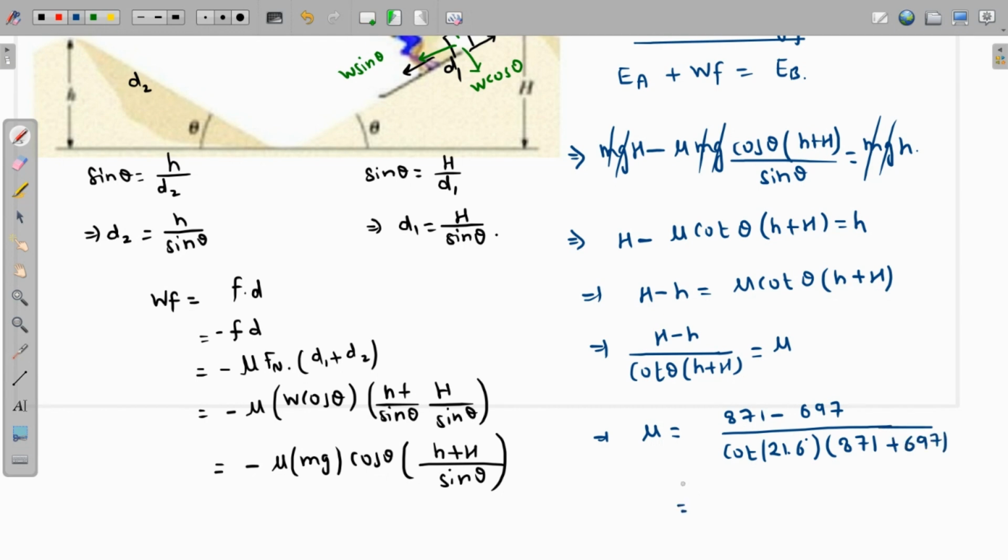So that's where the calculator comes in. 871 minus 697 over cot of 21.6 degrees times 871 plus 697. So this value comes out as 0.04 up to 2 decimal places. That is the final answer.